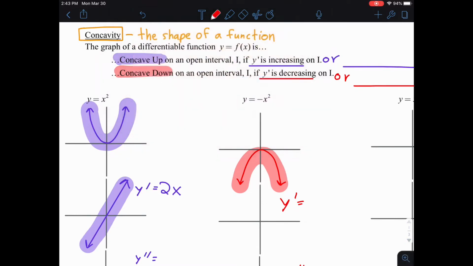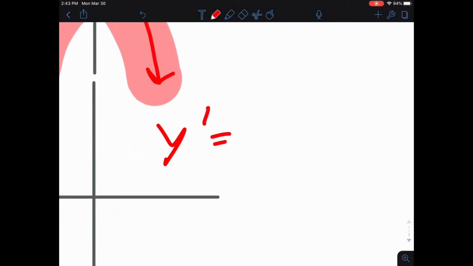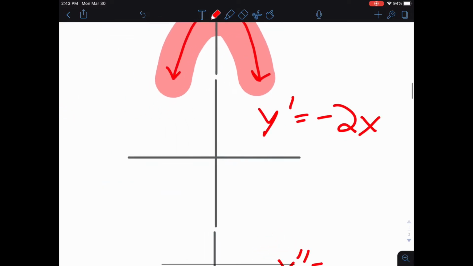For concave down, let's look at y equals negative x squared. Its first derivative is negative 2x. Easy derivative for us to graph. That's a line with a slope of negative 2, right? And what do we notice about this line, right?